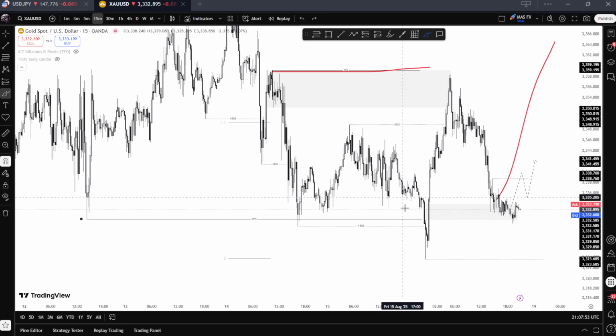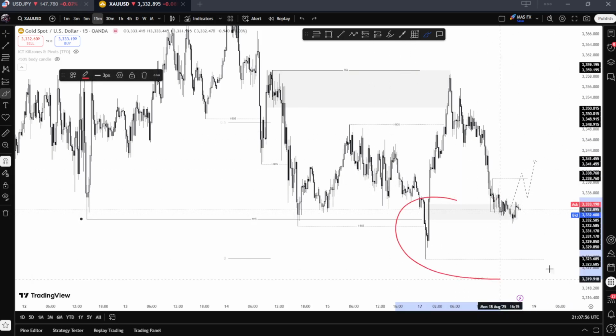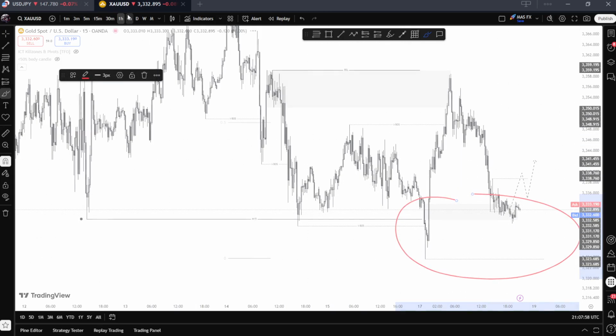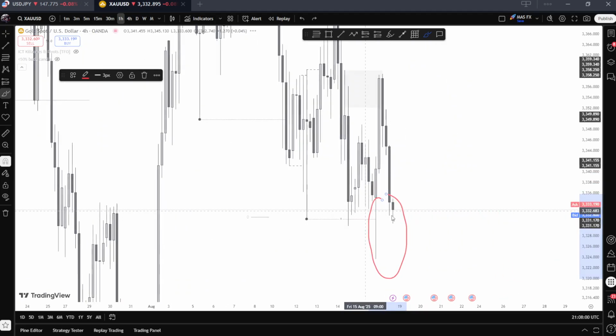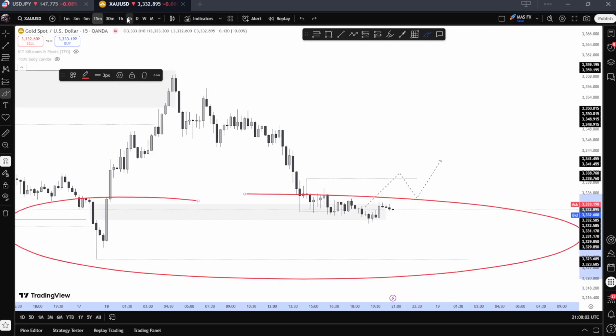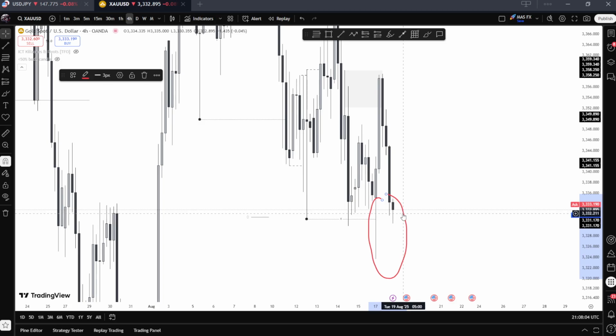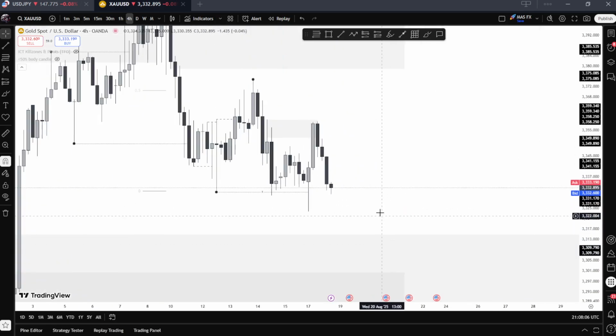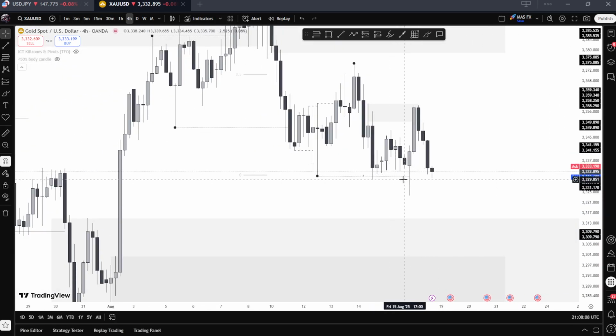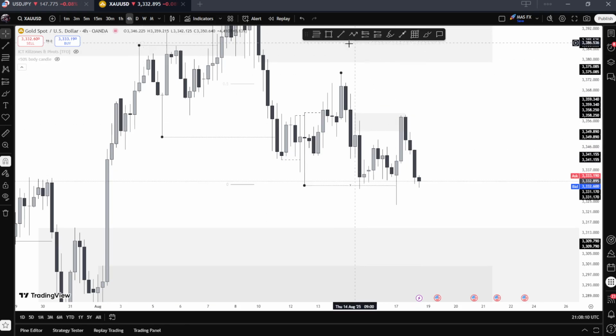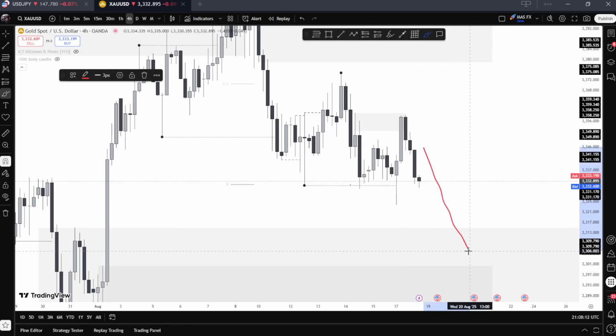So I don't expect this demand zone coming from the 4 hour week to hold, as I was saying. So I'm still looking for price to push further down into the demand zone before we get a reaction to the upside.